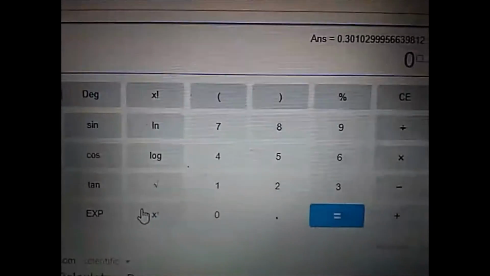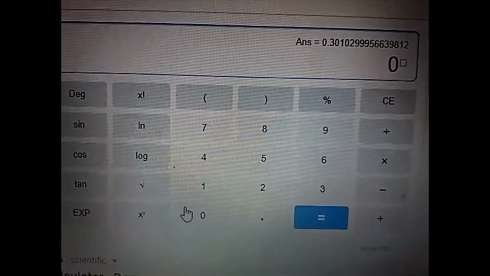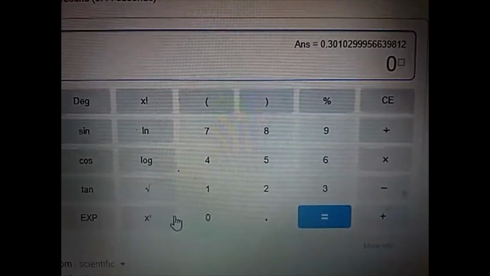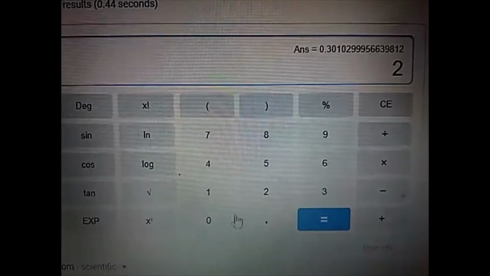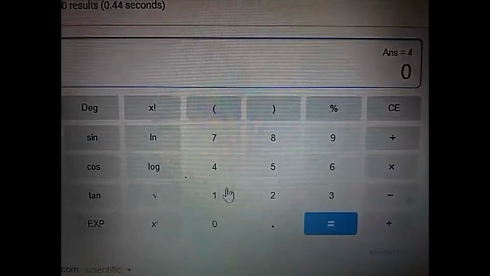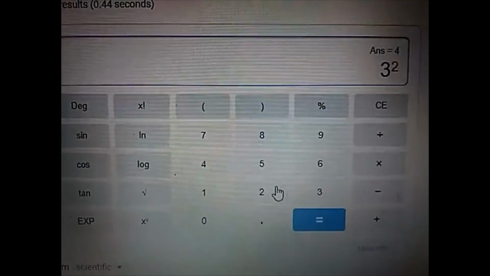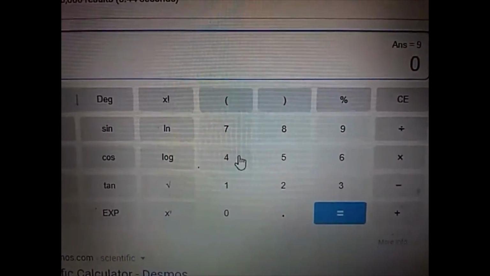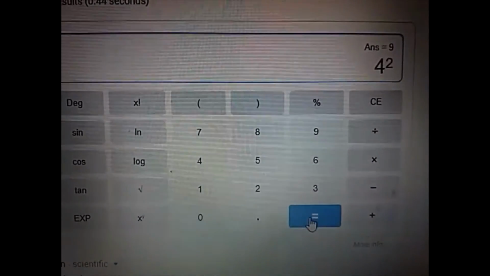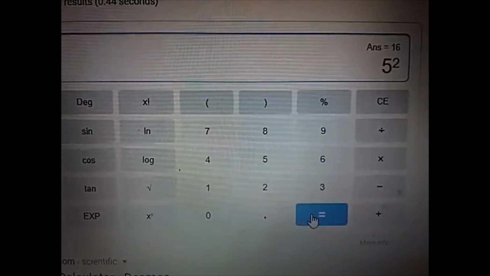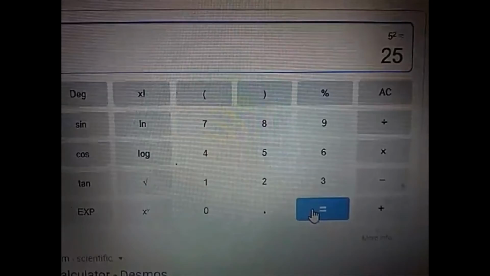Let's see what this does. The power of. In order to understand square roots, you have to understand the square of numbers. So if we took the square of 2, we get 4 because 2 times 2 equals 4. And if we took the square of 3, we get 9 because 3 times 3 equals 9. If we get the square of 4, we get 16 because 4 times 4 equals 16. And the square of 5 is 25 because 5 times 5 equals 25.